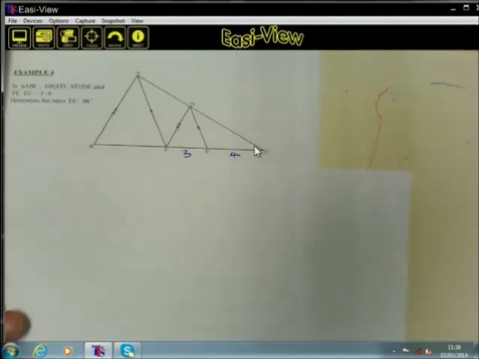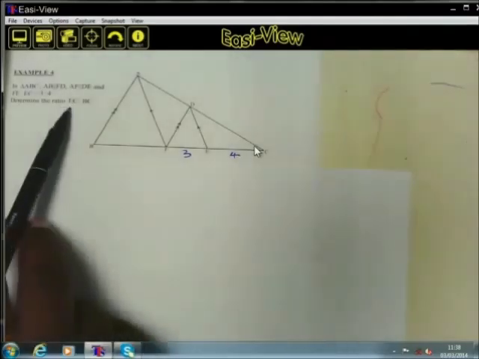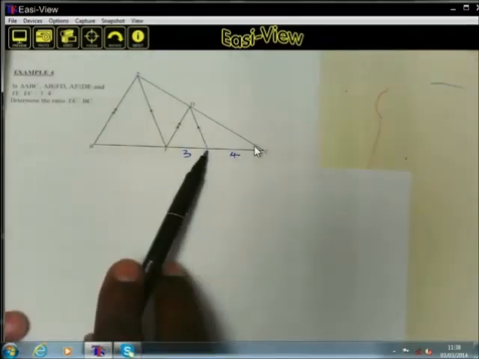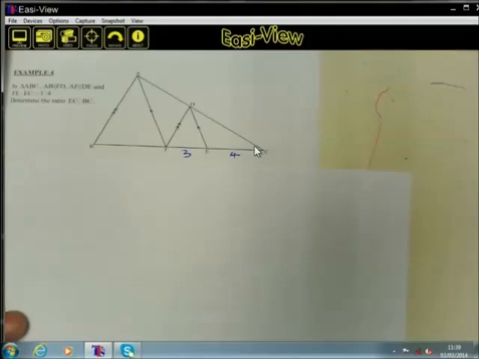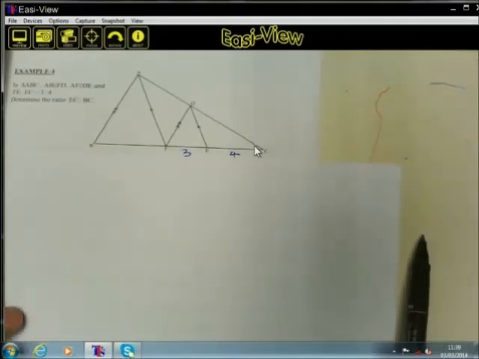So what is the question? Determine the ratio of EC to BC. The problem is that we don't have BC. Let's work it out. Let's apply the very same theorem that states a line parallel to a side of a triangle cuts the other two sides so as to divide them in the same proportion.